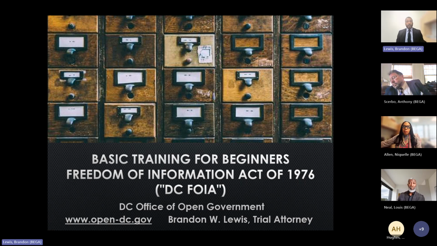Okay, we're going to go ahead and get started. Again, thank you for joining us today. This is basic training for beginners or for new FOIA officers in the DC Freedom of Information Act. My name is Brandon Lewis, and I am the trial attorney here at the Office of Open Government. And we are going to go over the basics of DC FOIA today.